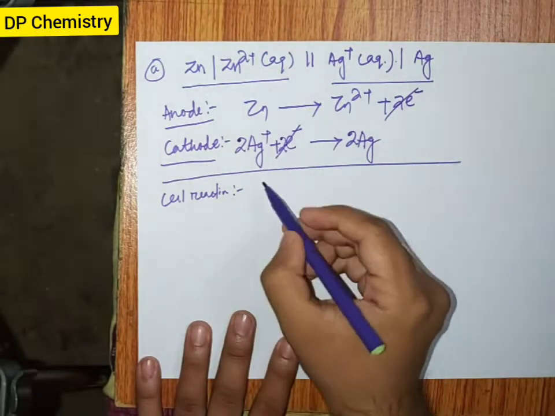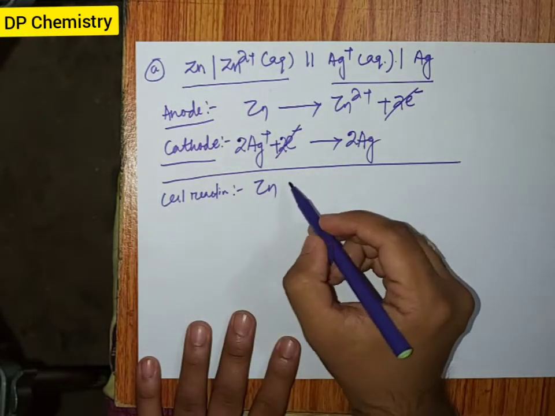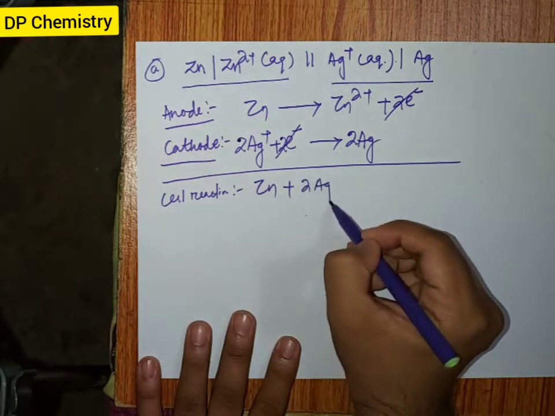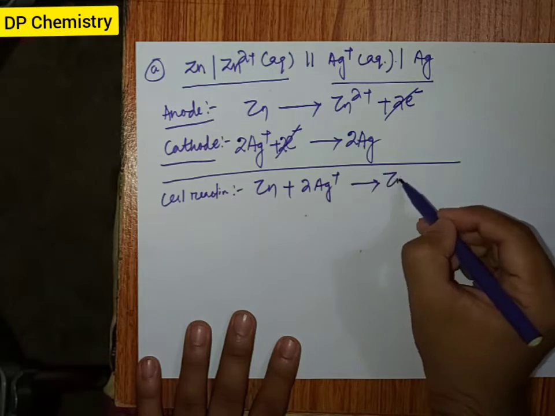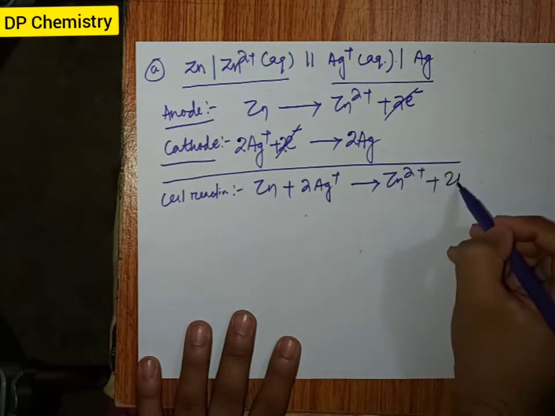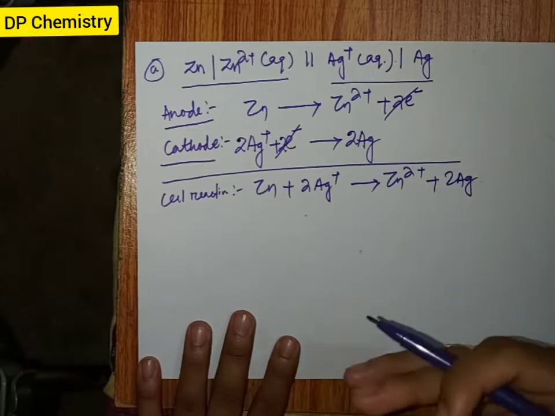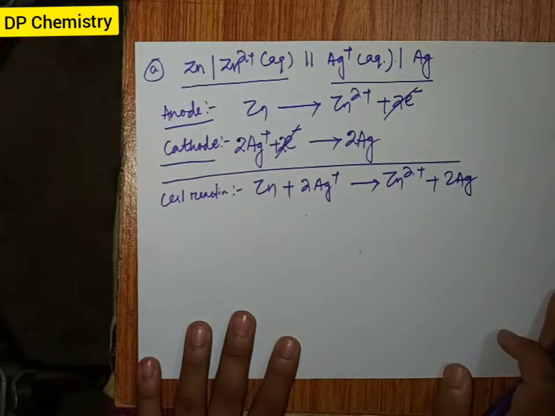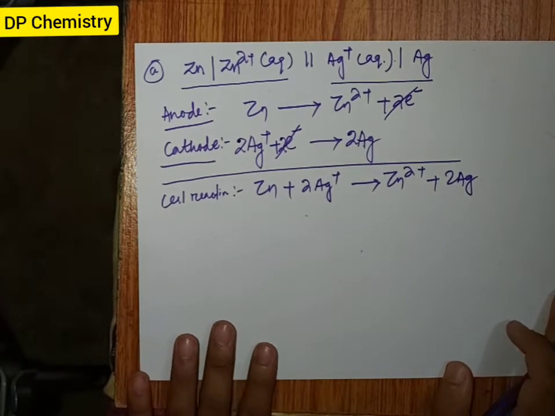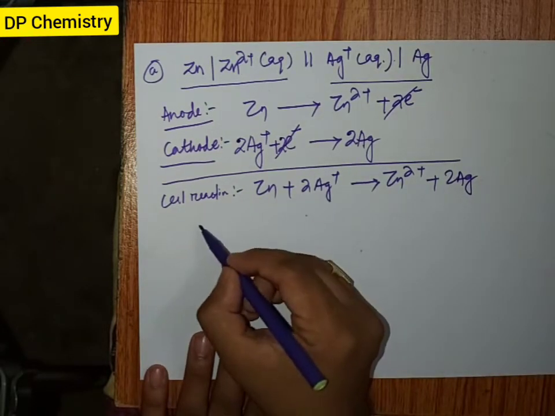And the cell reaction will be Zn plus 2 Ag+ gives Zn2+ plus 2 Ag, right? This is our equation. So now I have to find out our Nernst equation. So first you have to find out the value of n.